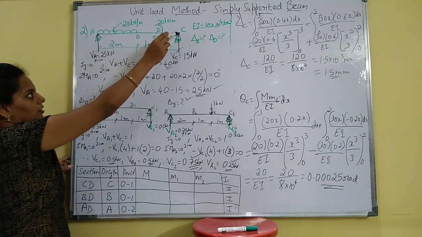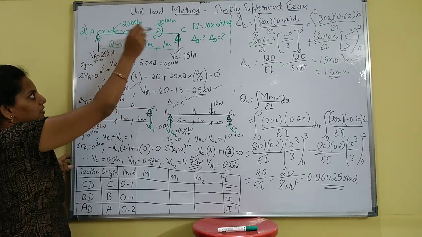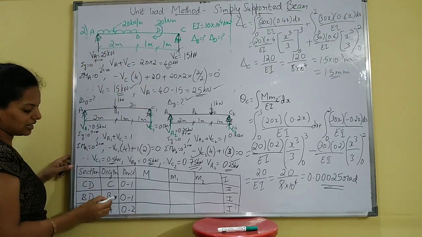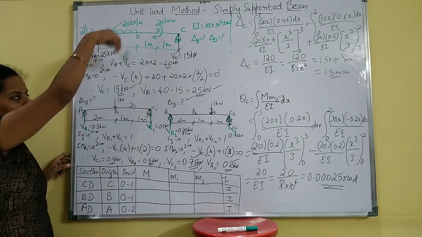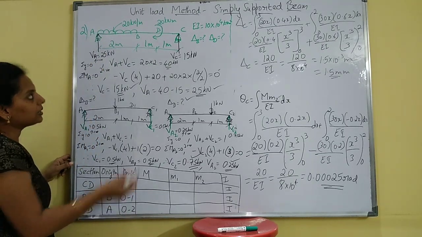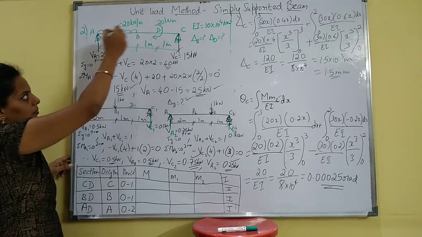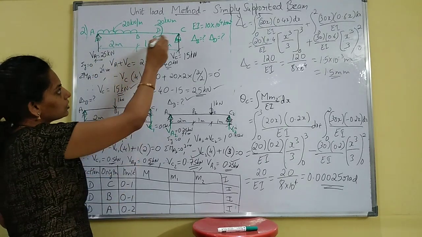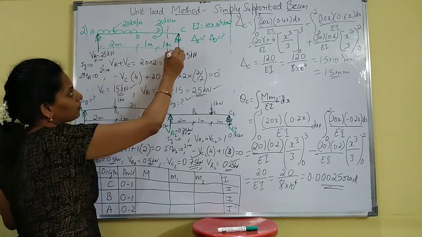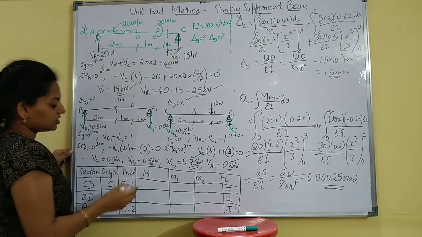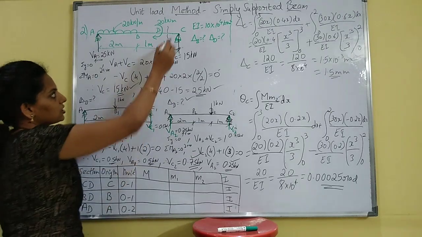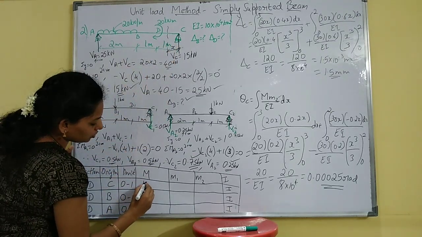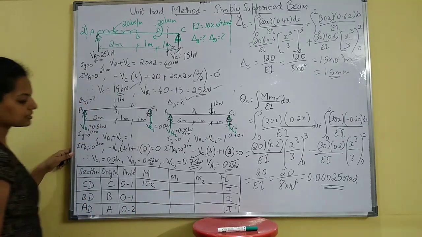Take C as origin for the first one. For the second member take B as origin, and for this take A as origin. You can take anything, but similarly you have to draw the section. Limit distance here is 1 meter, 1 meter and 2 meters. So 0 to 1, 0 to 1 and 0 to 2. Now find bending moment in this region, that is M. Here C is origin, so draw the section here. Upward positive, so 15 into x.